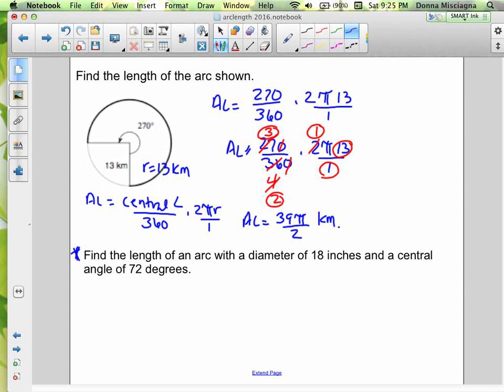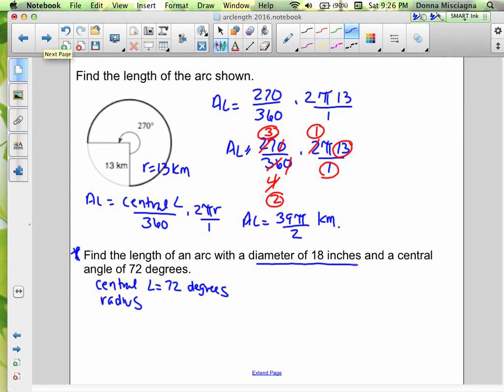Find the length of an arc whose diameter is 18 inches and a central angle of 72 degrees. All right, so we've got our central angle. How about the radius? Well, if the diameter is 18, we could use diameter, or we could just change it to radius and use the formula we've been using. The radius would be 9 inches. So if we work with radius, we'll work with both. And you pick one to put in your notes.